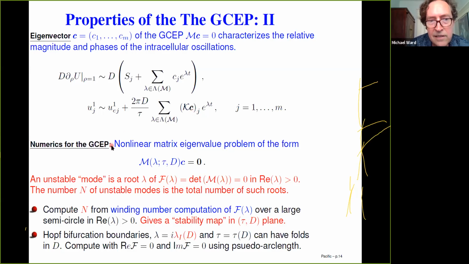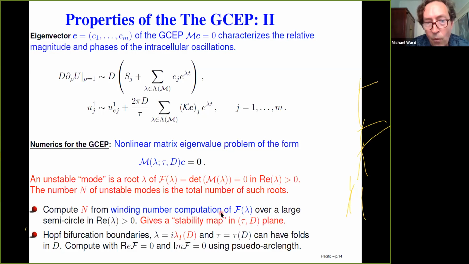Okay. So numerics for the GCEP involves solving a nonlinear matrix eigenvalue problem of this form. As I've said, an unstable mode is a root of the determinant equals 0 in the right half plane. And the number n of such unstable modes is, of course, the number of such roots. So in open regions of a parameter plane, the tau-D parameter plane, I want to know how many unstable modes do I have?